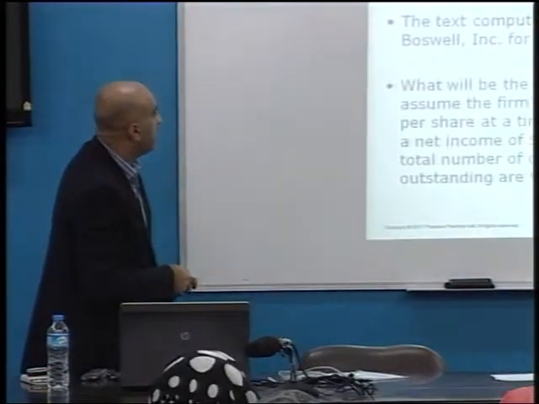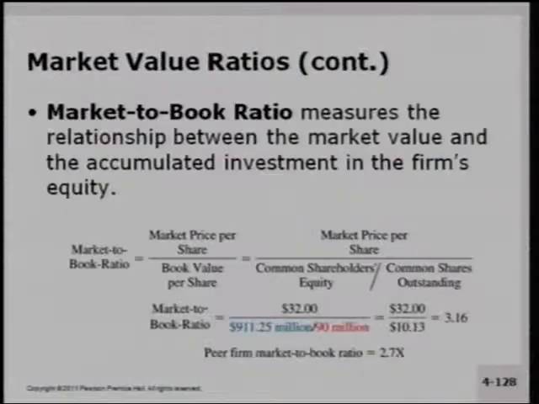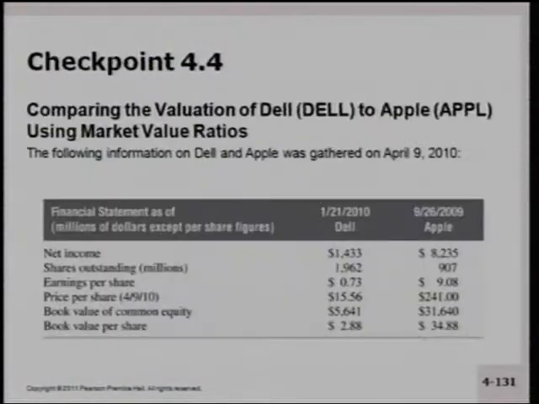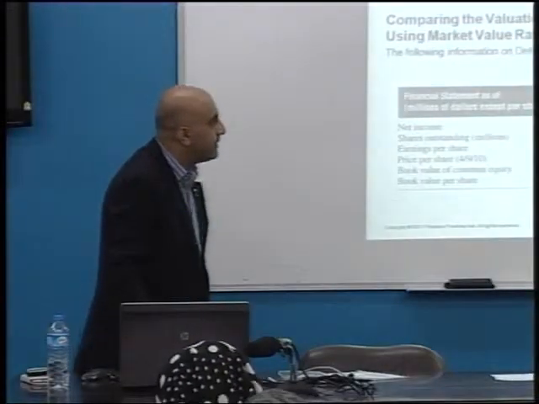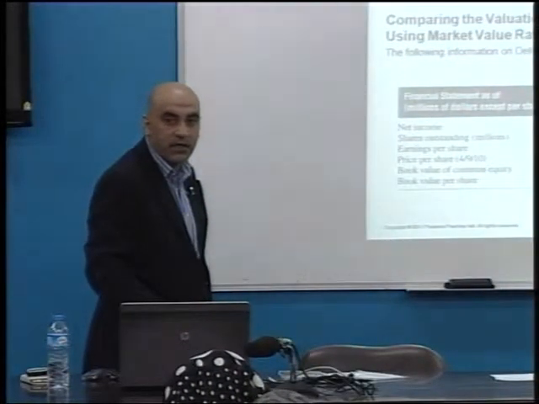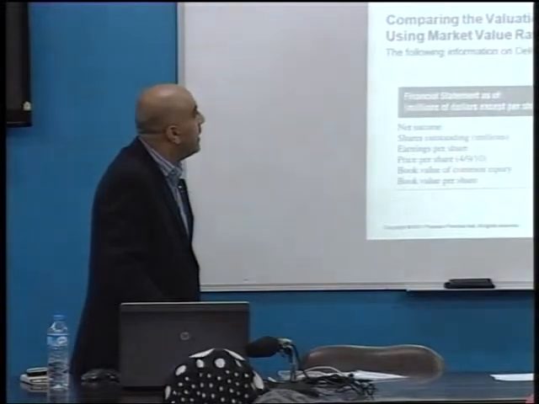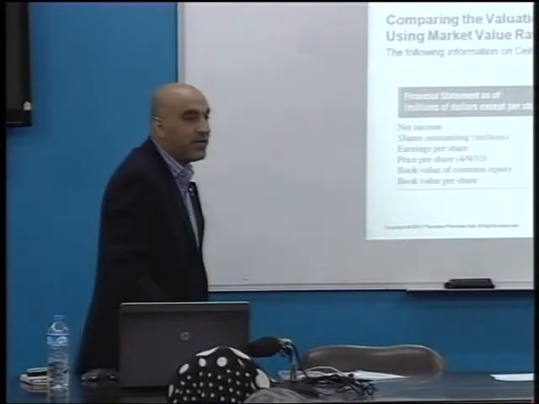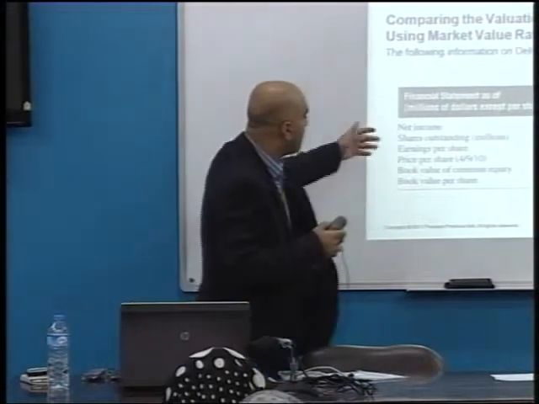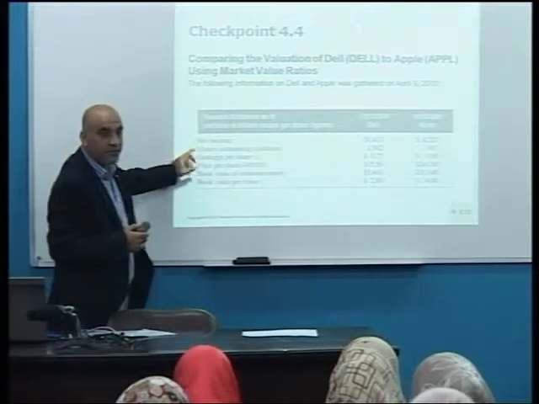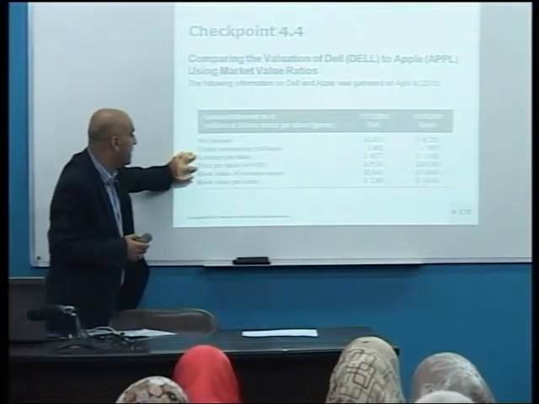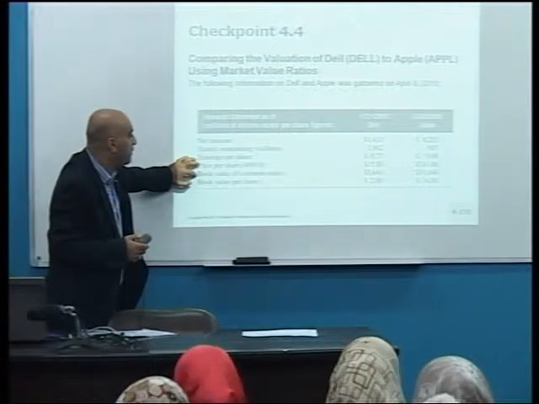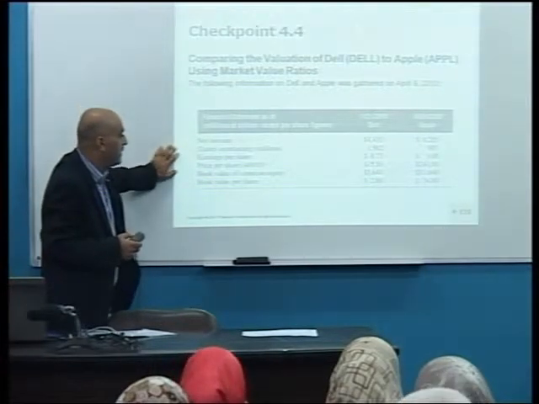Okay, this is how they calculate this, and I give you the checkpoints. In this checkpoint, comparing the valuation of Dell, which produces computers and hardware, to Apple using market value ratios. So you have the net income, the number of shares outstanding, earning per share, price per share, book value of the common equity, and book value per share.